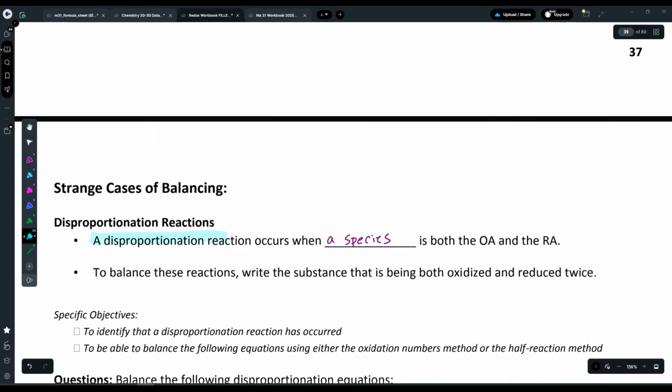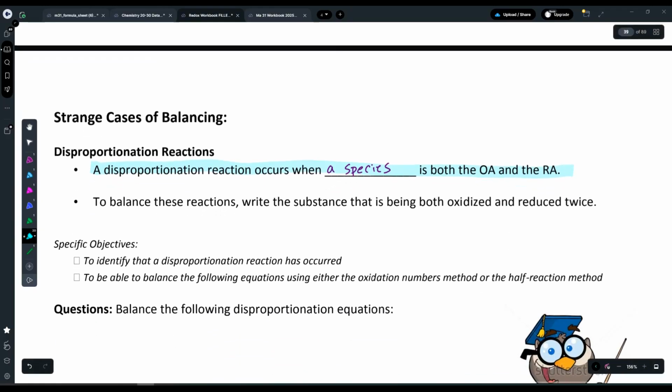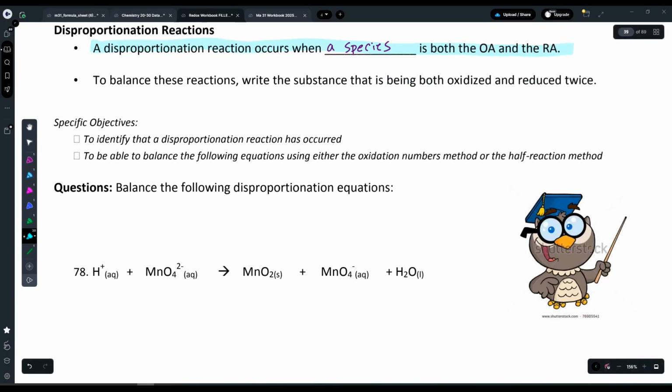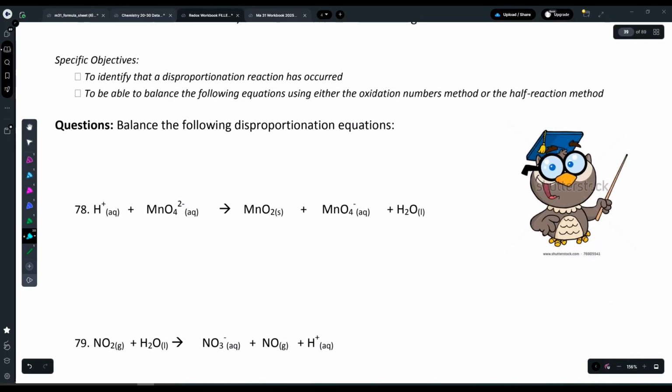So you do need to know what a disproportionation reaction is and how to identify it, as well as how to balance them. To balance these reactions, you have to write the substance that is being both oxidized and reduced twice. In this video, I'm going to be using the half reaction method for balancing these redox reactions.